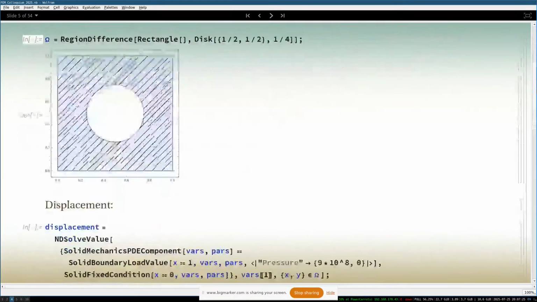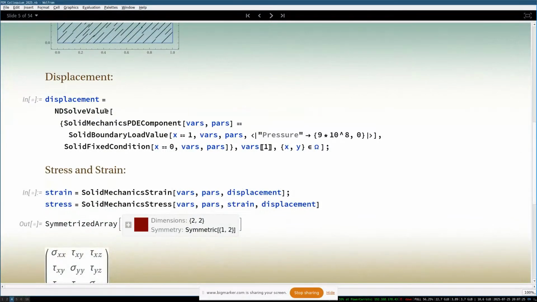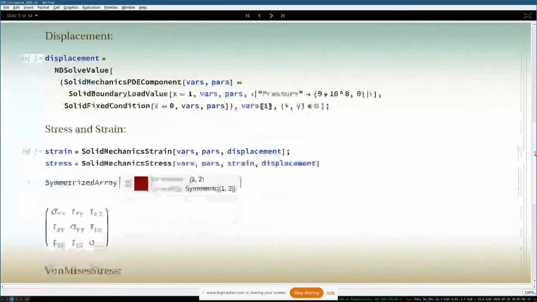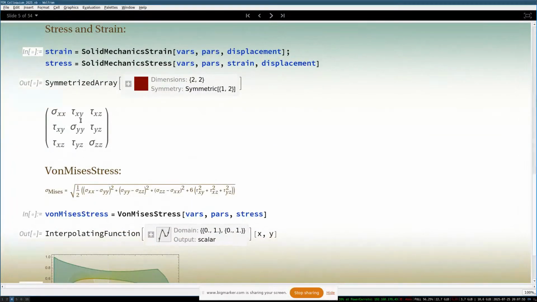Now, when you want to solve something like that, you use NDSolve, specify the solid mechanics PDE component with the variables and the parameters specified. You set a boundary load. So at x equals 1 on this right-hand side, we set a pressure in the positive x direction and a fixed condition on the left-hand side here to hold it in place. Then you compute the strain and the stress. You recover that from the displacement. And the stress is typically a 3x3 matrix with all these components.